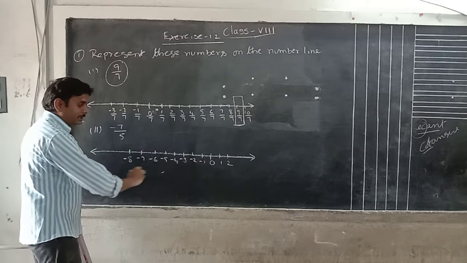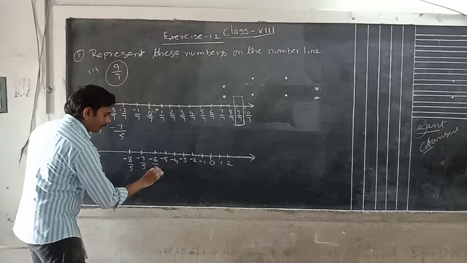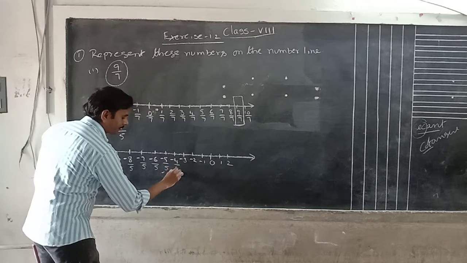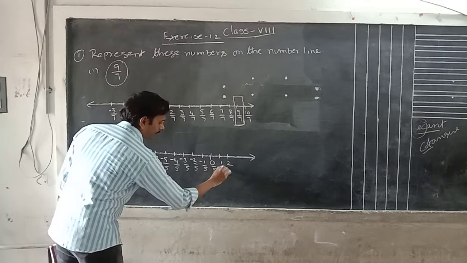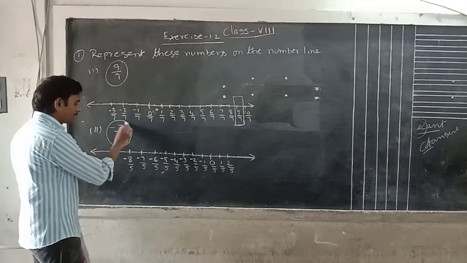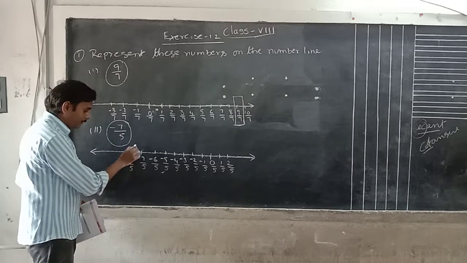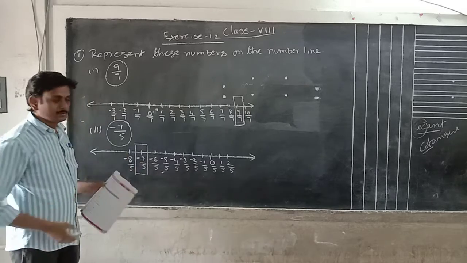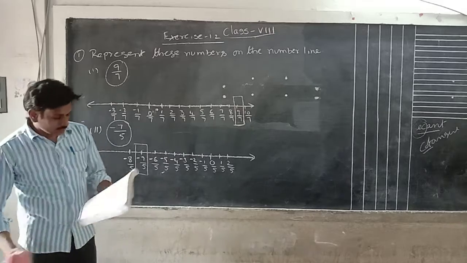Now, what is the denominator? 5. Divide each number with 5. Now, what is the number here? -7/5. Where is it located on the line? Here. -7/5. This one you have to circle. This is the only answer. Okay, now we will go for the next question.